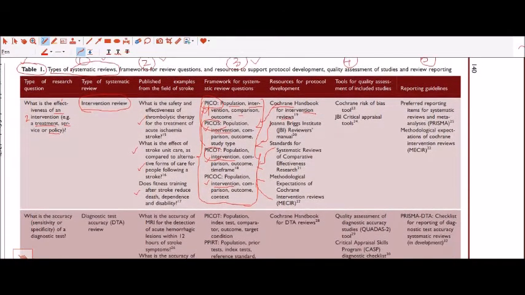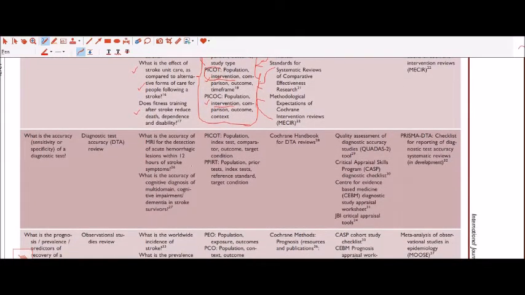Let me go for the next block, and here you will see what is the accuracy, the sensitivity or specificity of the diagnostic test. So this they are calling a DTA review. If you are writing a DTA review, a diagnostic test review, then these are the questions, and the frameworks or protocols that they use are basically PICO and PIRT. This I haven't mentioned in my Excel sheet. I need to add it also, and this has been given to you in the Cochrane Handbook of DTA reviews.